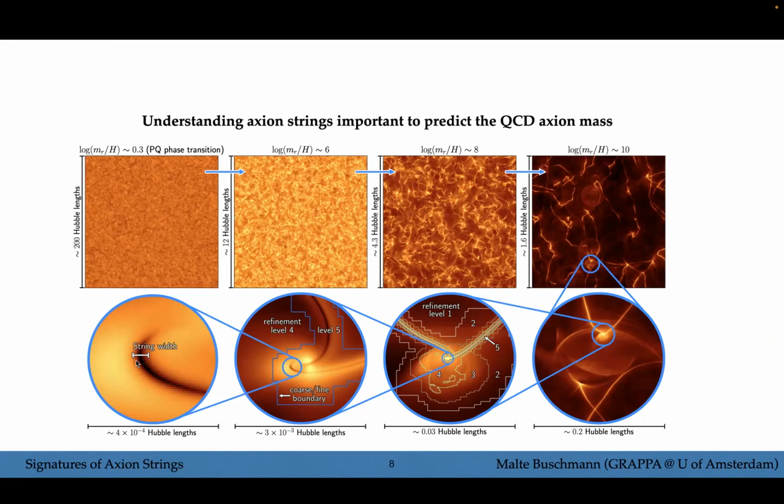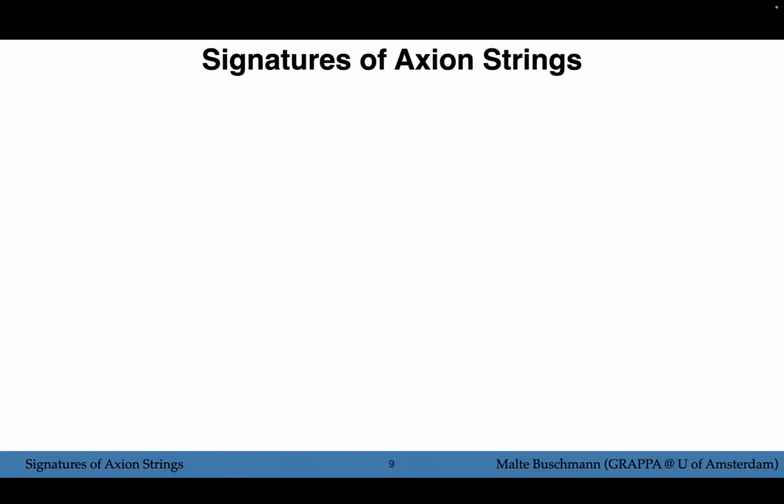But again, I think Kenichi is talking about this a little bit more in detail, about why these simulations are hard and, most importantly, actually incredibly hard to interpret as well. The thing I really want to talk about today are signatures of axion strings.